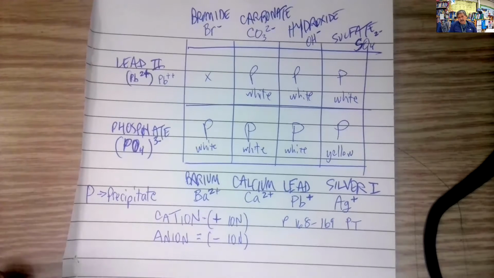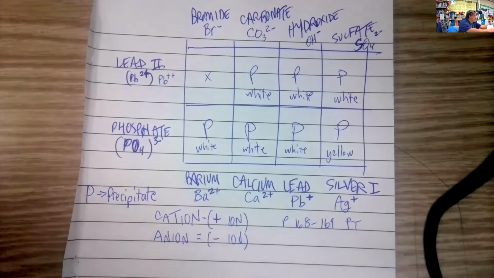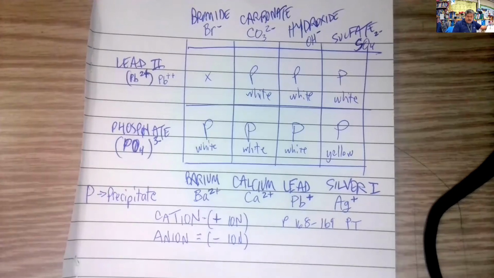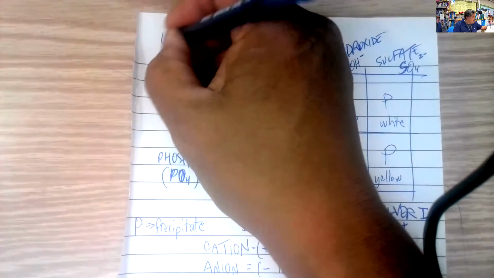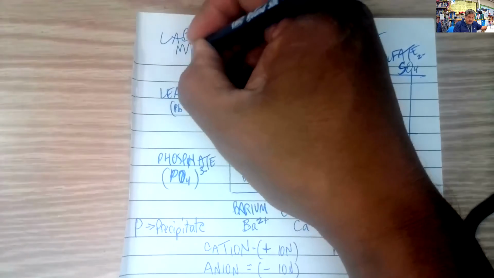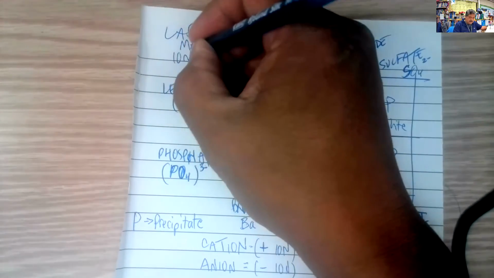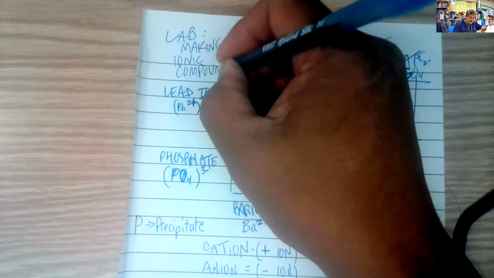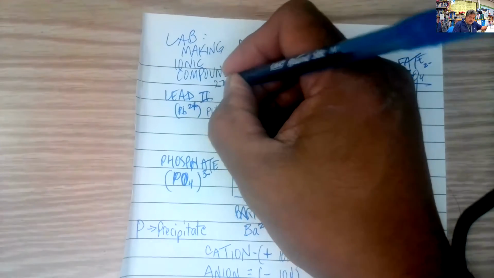So here's my completed table of what happened. Now what you've got to do is go to our page in the book. What page is that? 270, 271, I don't remember. And if I switch screens, I won't be able to see it. Anyone know? It's on page 279. So this is a lab called Making Ionic Compounds, and it's on page 279.